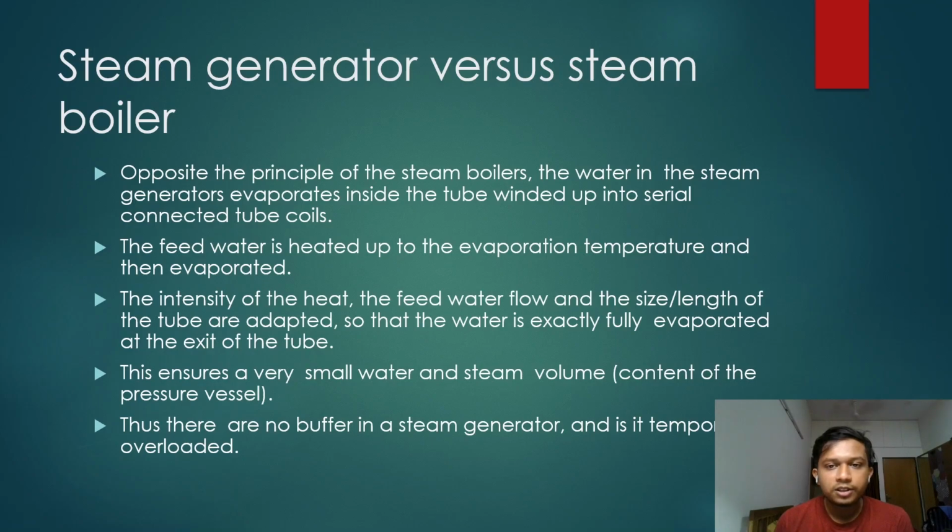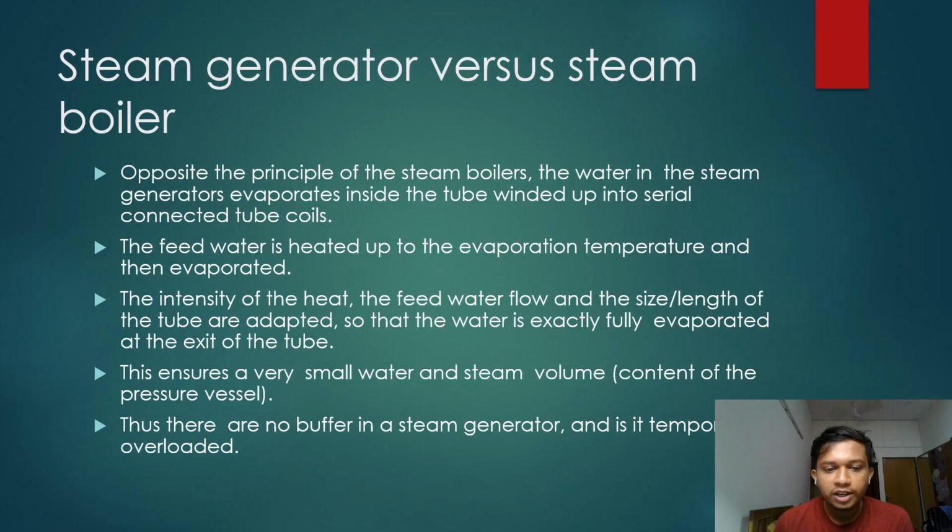Then, steam generator versus steam boiler. Opposite to the principle of steam boilers, the water in the steam generators evaporates inside the tube, led up into the serially connected tube coils. The feed water is heated up to the evaporation temperature and then evaporated.